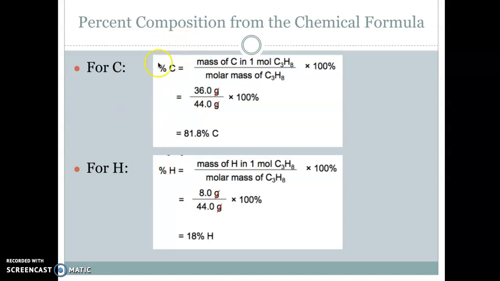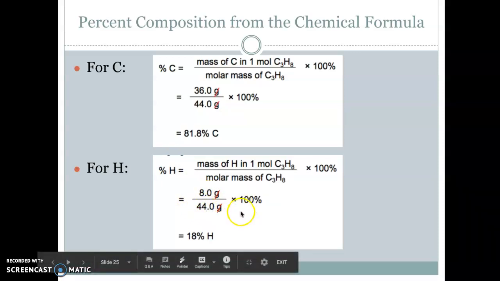And again, for each of these elements, it's going to be the mass of that element in 1 mole of the compound divided by the molar mass of the compound. So for carbon, since we have 3 carbons in C3H8, it's going to be 3 times 12. That's where this 36 comes from. 44 is the molar mass of the entire compound, C3H8. Multiply by 100, you get 81.8% carbon. For hydrogen, we have 8 hydrogens. Each one has a molar mass of 1. So 8 divided by the total molar mass times 100, you get 18% hydrogen.